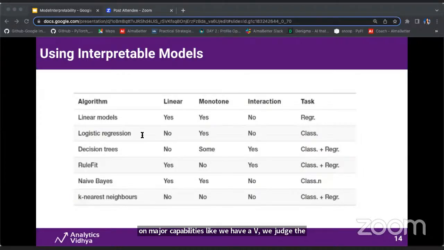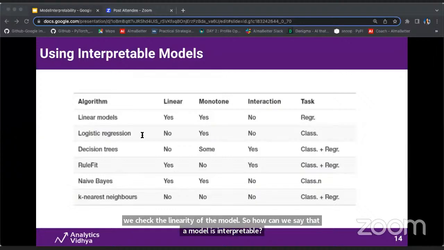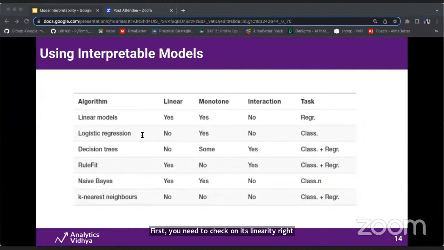We check the linearity of the model. So how can we say that a model is interpretable? First, you need to check its linearity, right? If we have a linear model, then the association between the features that you have taken and the target variable is modeled linearly, right? Then we have monotonicity. Why is monotonicity considered? A monotonic model ensures that the relationship between your feature and the target outcome is always in one consistent direction, right? So it helps make your model more interpretable.